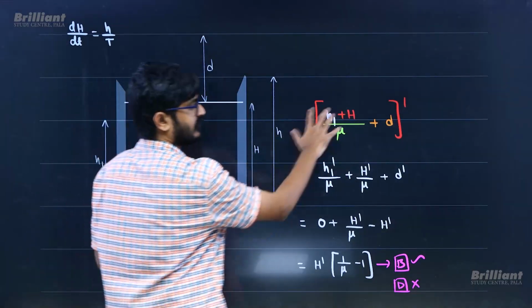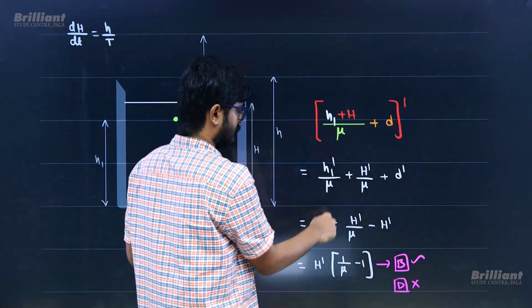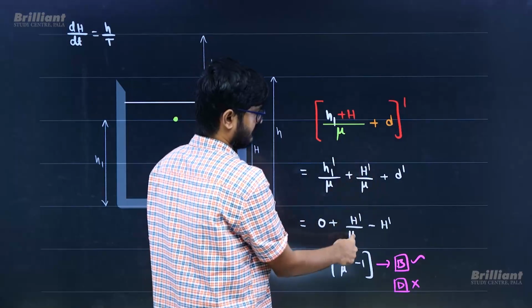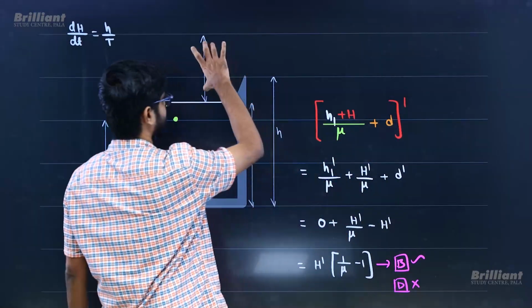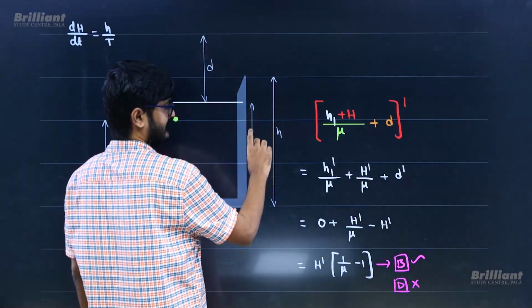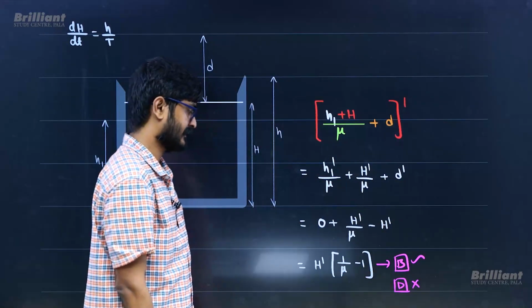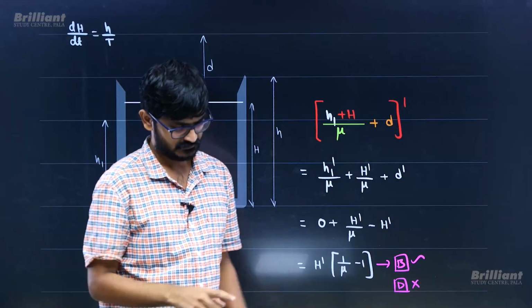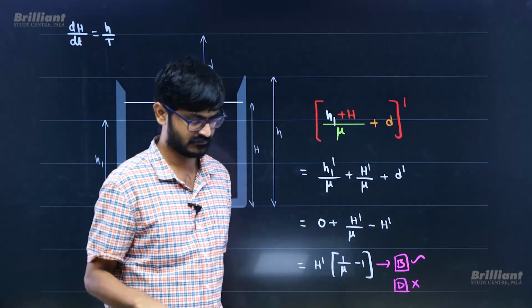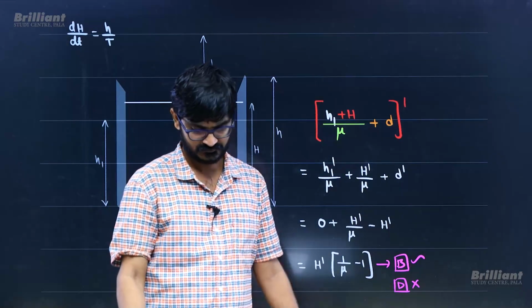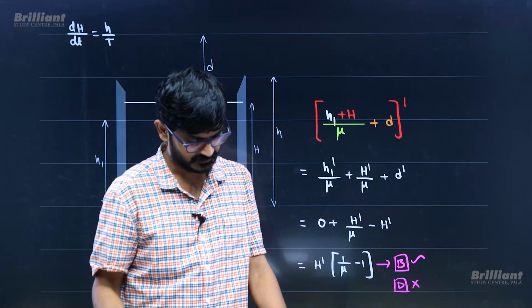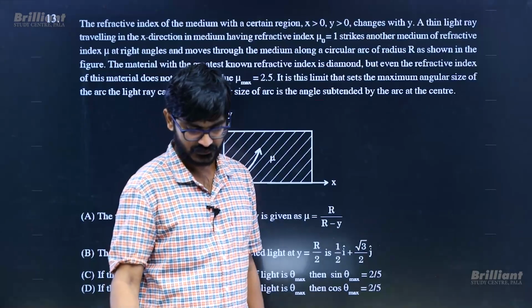Right, now we need to see at what rate this is varying. This is a constant, so differentiation is 0. This thing is fine. D dash, it is reducing at the same rate as h is increasing, so d dash is minus h dash. Again, that's also negative. They are giving only magnitude in the options, right? So option B will be correct, option D will be wrong. Okay, going to the next question.